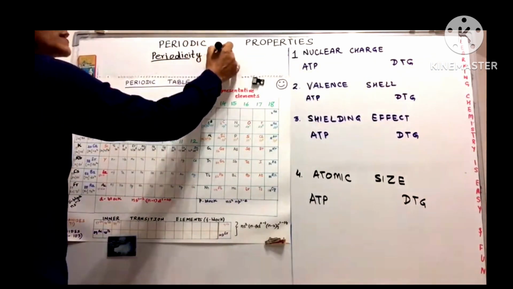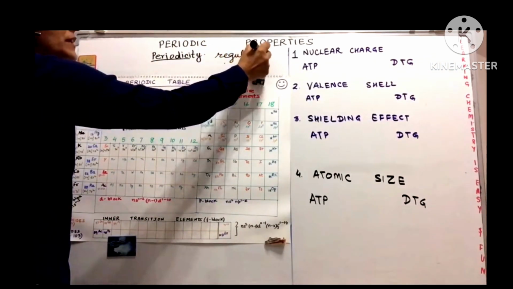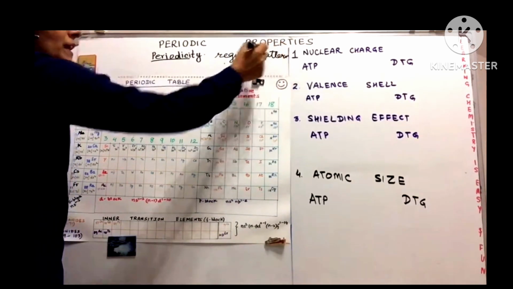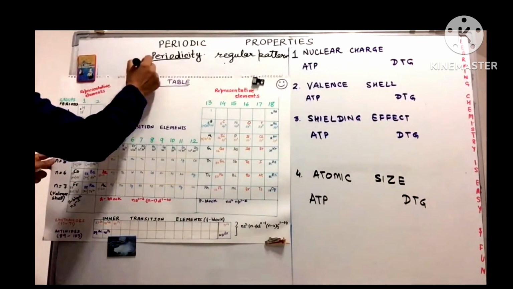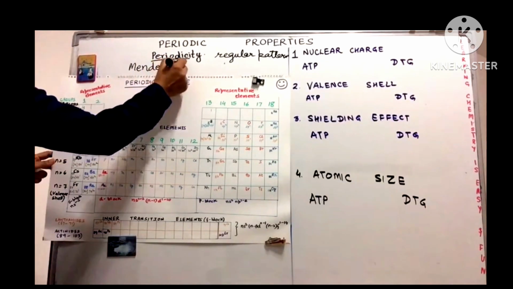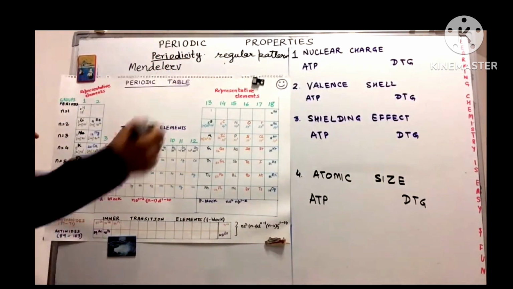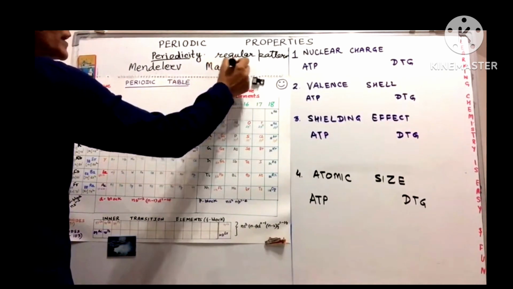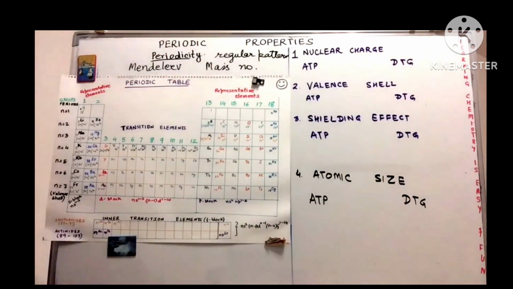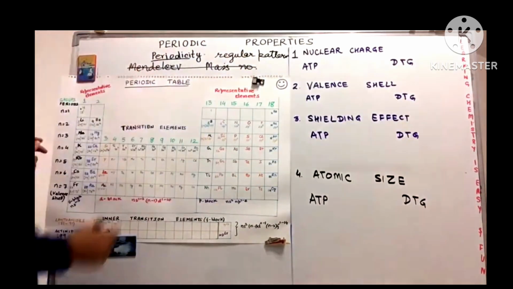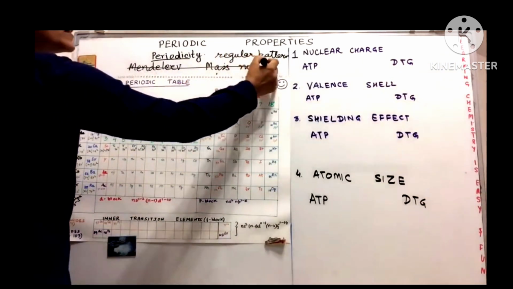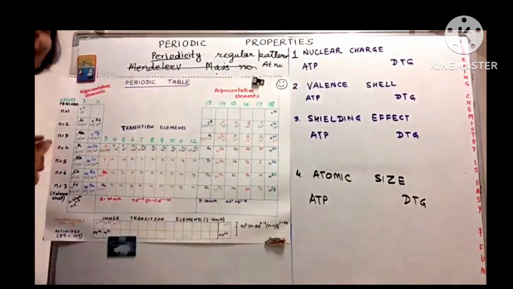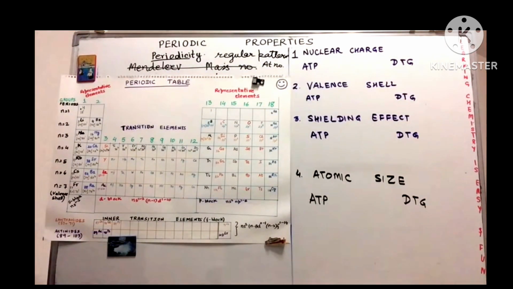Something which repeats, or has a regular pattern to it at regular intervals of time, is what we call periodicity. If you remember, we have spoken about Mendeleev, how Mendeleev felt that the periodicity of elements could be explained on the basis of their mass number. But this was later proved to be wrong, and Moseley said no, not according to the mass number. Periodicity varies with the atomic number of the elements, and this is what we are going to study today.